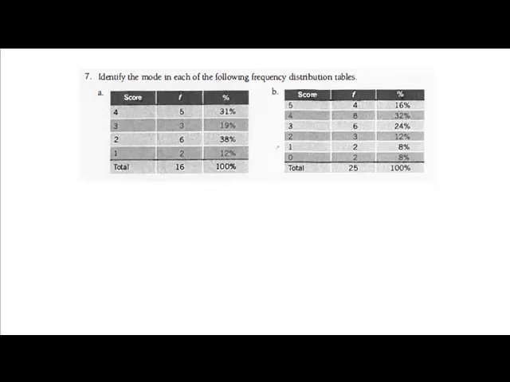Number 7. Identify the mode in each of the following frequency distribution tables. Easy. Mode, most frequent. So we can look for the f that is the highest, which in this case is the 6. Or, sorry, this is not cumulative, this gives us the percentage as well. 38% is there. That's the highest number. All you need to do is find the highest number. 8 is higher than everything else. There you go. This is really not that hard.